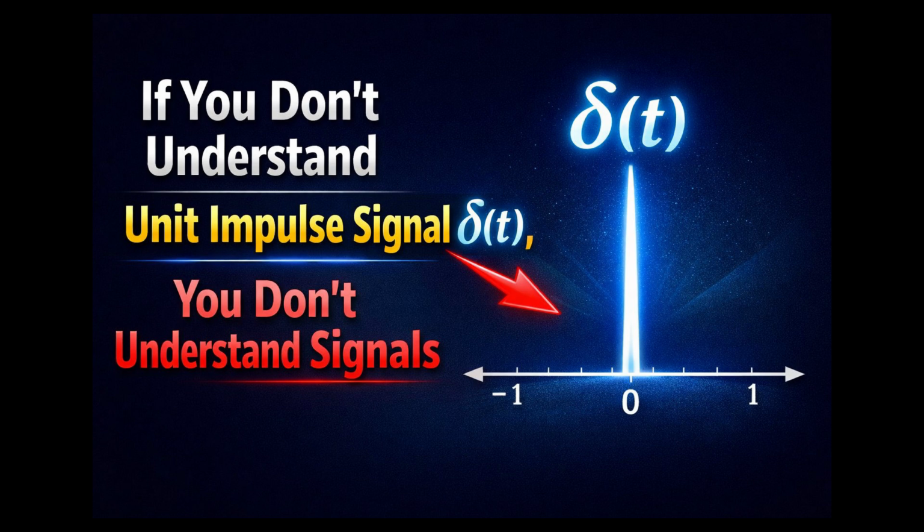Hello everyone, today we want to talk about the unit impulse signal, which is one of the most important signals in the signal and system course. The impulse signal in the time domain is represented by delta of t. If we want to draw the signal in the time domain, it looks like this. It has a value of 1 only at the moment when time is equal to 0, and all other times its value is 0.